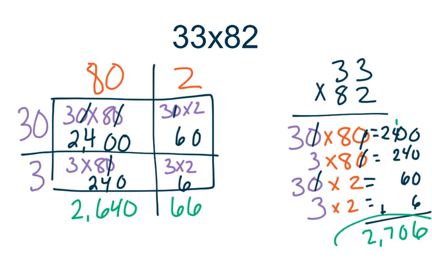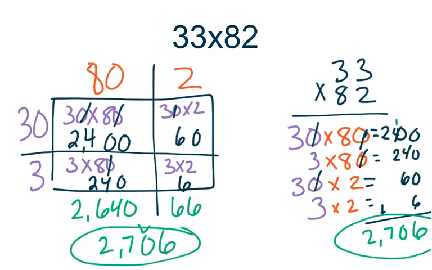Again, if you're adding all of your numbers all at once using partial products, please make sure all of your numbers are lined up by your place values so that you don't forget a number or add something that should not be added to each other. Either way we add this, we get 2,706 as our product.